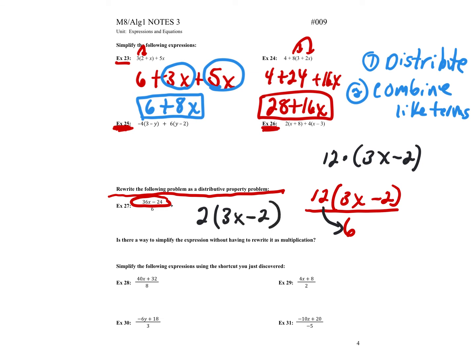Is there a way to simplify the expression without having to rewrite it as multiplication? Yes, and we call it the bean method. So several methods to do the same thing. So you can circle that, it looks like a little jelly bean, and you divide these. So I could reduce that. So 4 is their common factor.